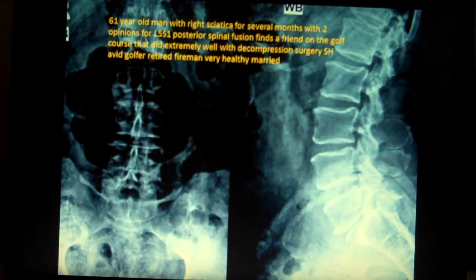So any questions up to this point? We're almost done. This is like the last case about spondylolysis. So this is the last case.